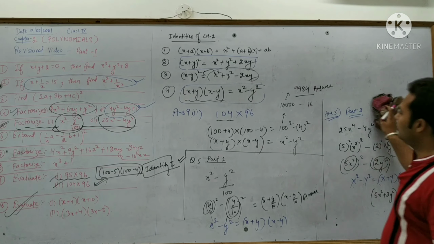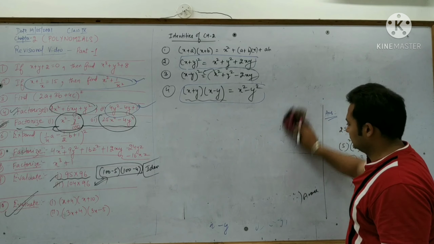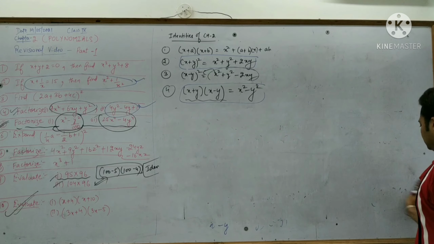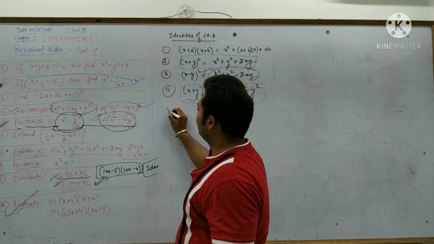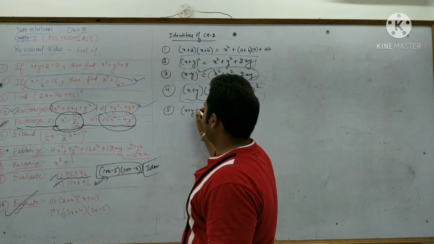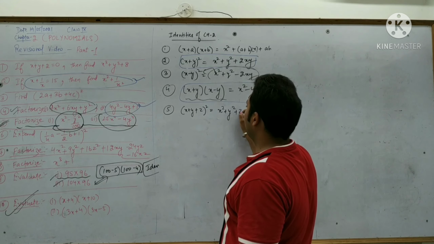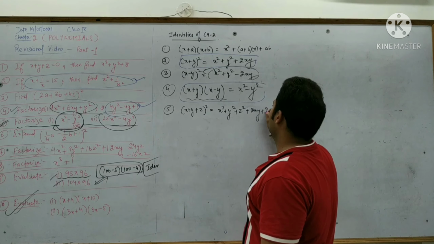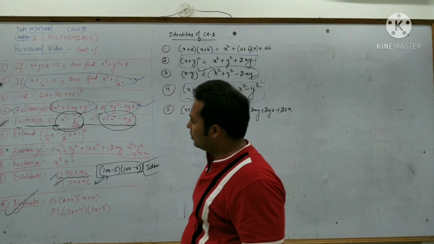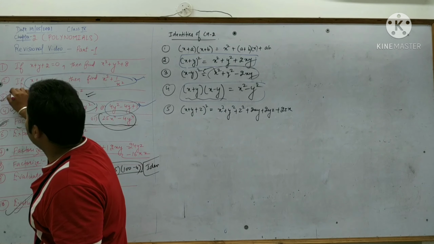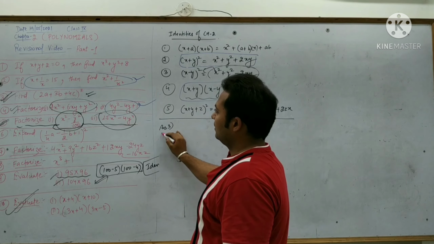Okay, now see children, next identity. Our next identity, that is fifth one, is x plus y plus z whole square. It is equals to x square plus y square plus z square plus 2xy plus 2yz plus 2zx. Okay, now question number third can be done by this. So let us apply this identity into question number third.